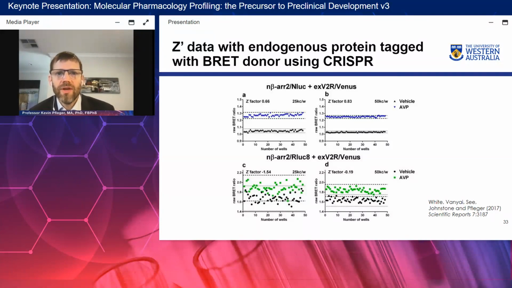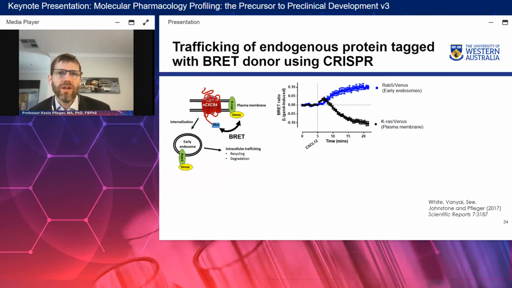Now, if you compare that to the beta-arrestin 2 Rluc8, which has a much lower light output, the Z factors are negative, which is meaningless. And you can see the overlap of the different points. So this illustrates that if you are wanting to do assays with very low expression levels, it's a good idea to use an Nluc because of its brightness.